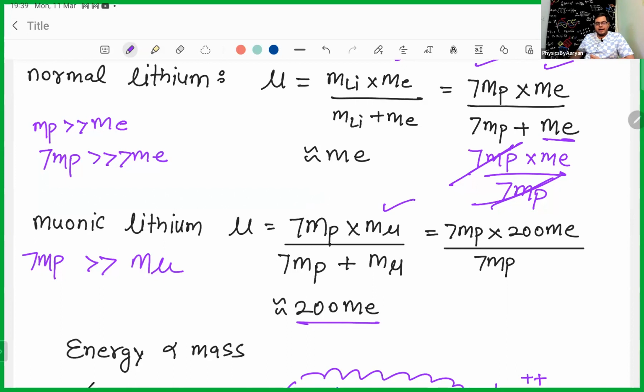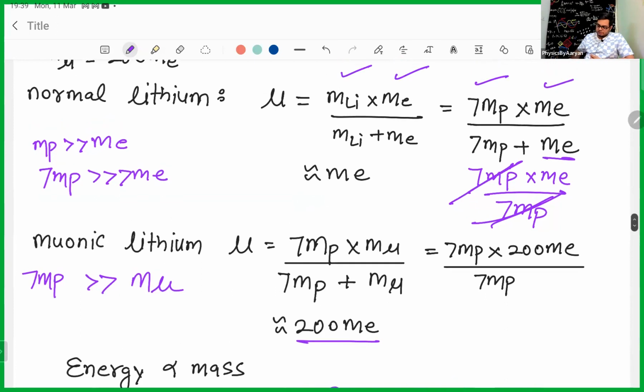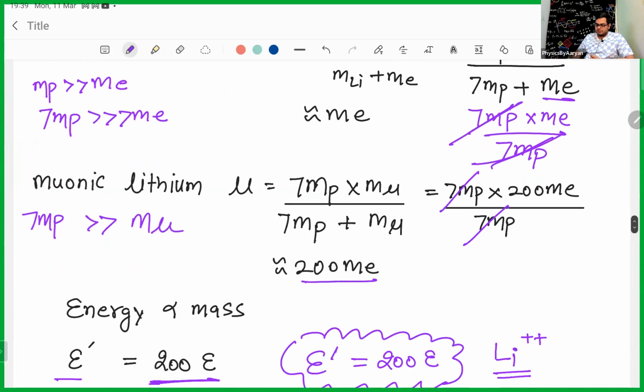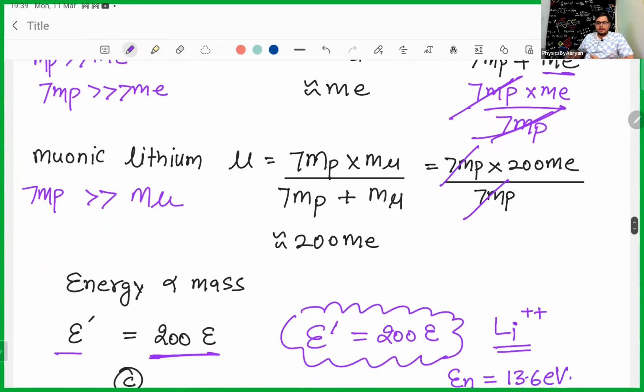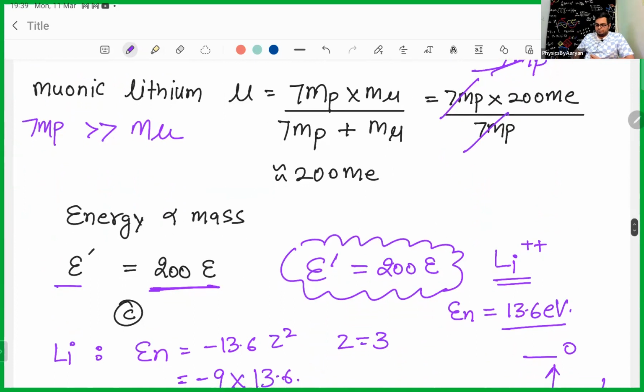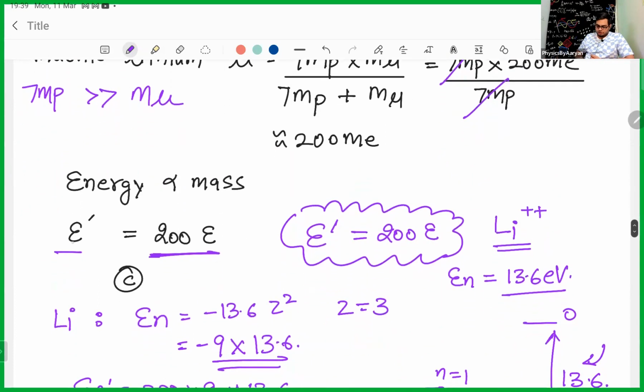Instead of the electron, now I have the muon. So mass of muon divided by 7 times mass of proton plus mass of muon. Again, this thing is much bigger than this, so I can just simply write 7 times mass of proton, and I also have 7 times mass of proton in the numerator, so this and this cancel. And the mass of the muon is basically 200 times the mass of the electron. So what is my reduced mass now? 200 times the mass of the electron. In the first question, I explained that energy is directly proportional to mass. So if the reduced mass has increased 200 times, then my energy will also increase 200 times.